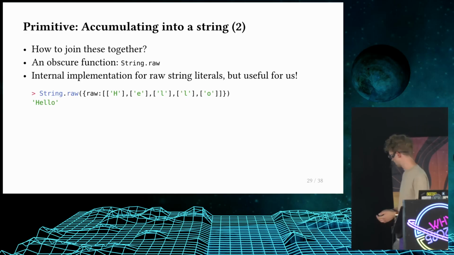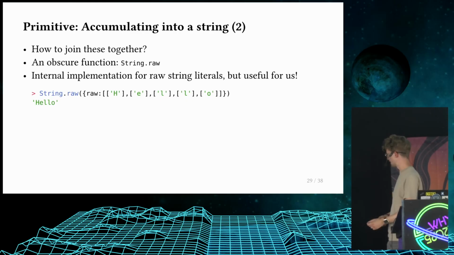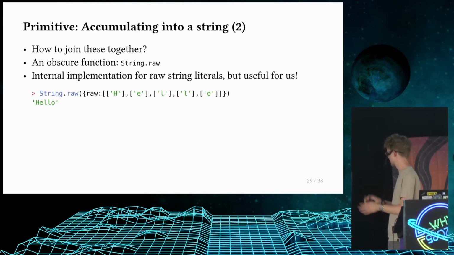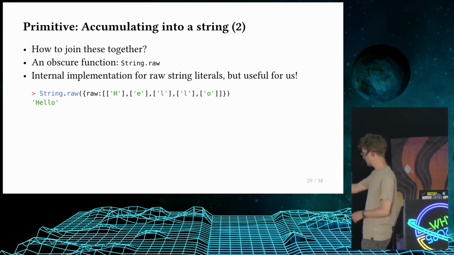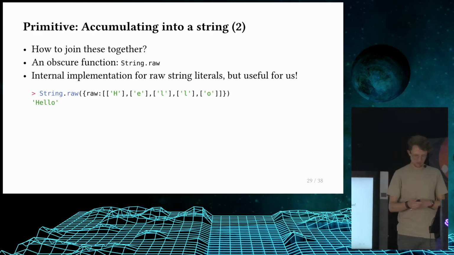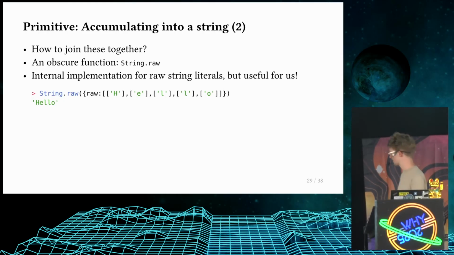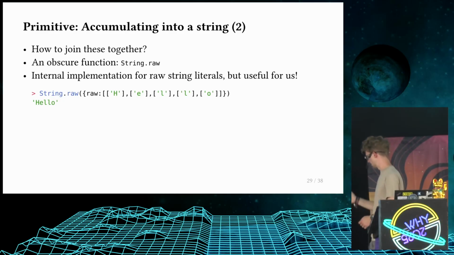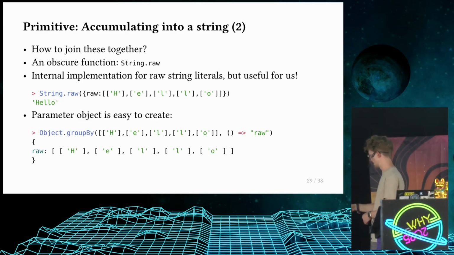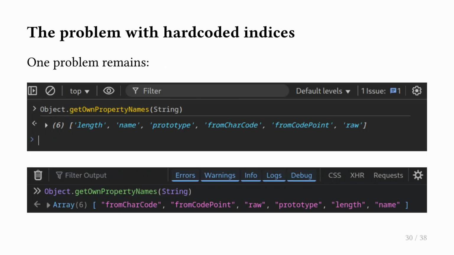Turns out there's this obscure function String.raw, which is sort of the behind-the-scenes implementation of raw template literals. I don't know the full details, but basically if you give it an object in this shape, with this key raw, which is then a list of things, and it doesn't matter that these are individually wrapped in lists, basically it's going to just merge that list together without any delimiters. So this is perfect for us. We just need that object with the raw key, but again, we can easily create that using groupBy and a small lambda. So that solves everything. Now we can create strings.